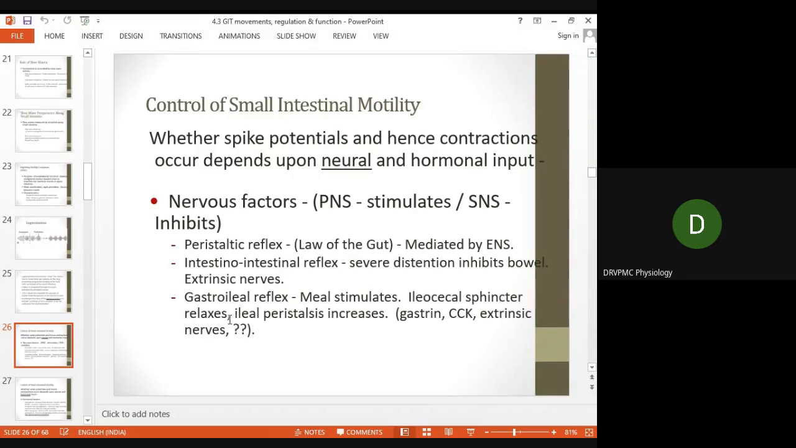Ileocecal sphincter relaxes and ileal peristalsis increases. This is the gastroileal reflex. Hormones responsible are gastrin, cholecystokinin, and extrinsic nerves. Whether any other factors are responsible is unknown. So this is about the control of small intestinal motility by nervous factors: parasympathetic stimulating and sympathetic inhibiting.